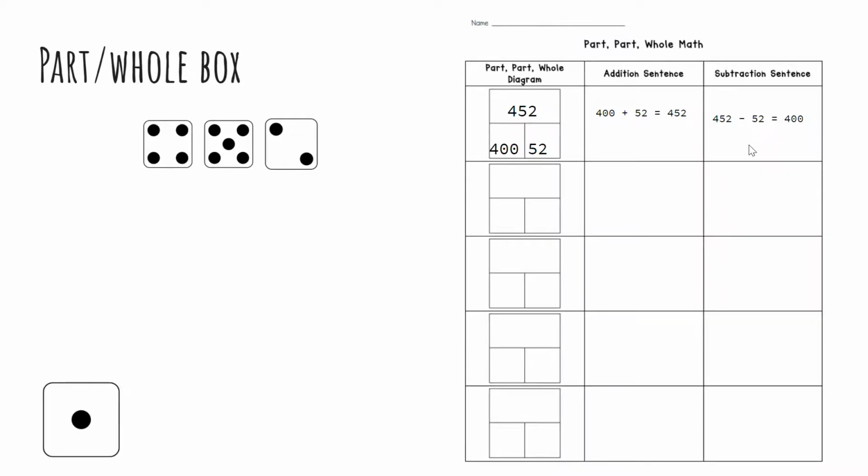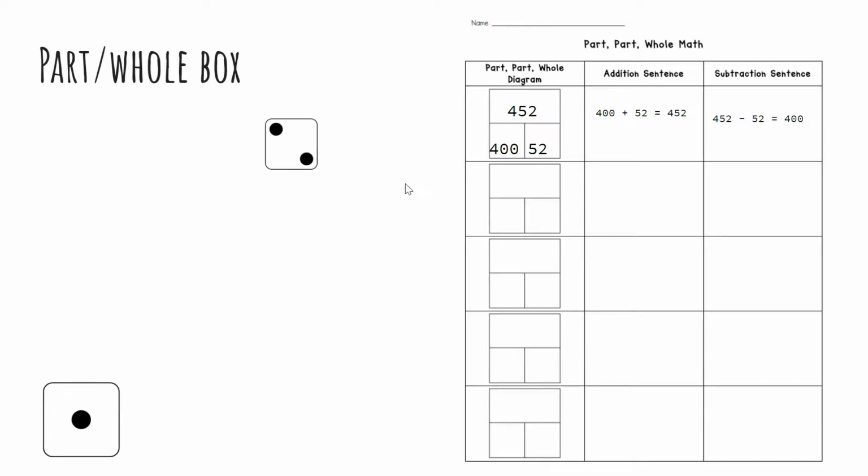Can you think of another subtraction sentence or subtraction equation that I could write instead of the one that I wrote? Yeah, I can write 452 subtract 400, which would give me 52. Good job, you guys. Now, for your next one, you don't have to do a 3-digit number. If that's too much for you, you can do a 2-digit number. So this next one, we will work with just a 2-digit number.